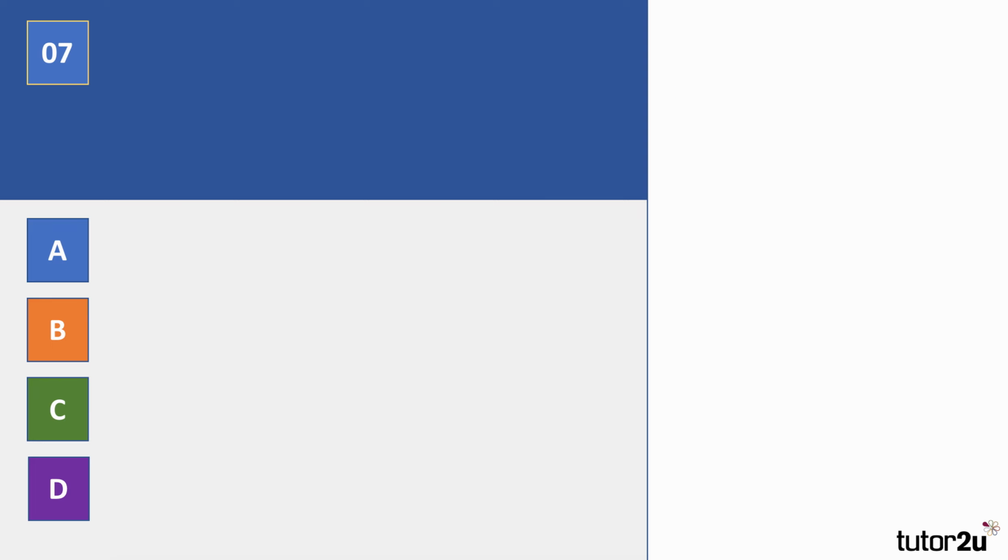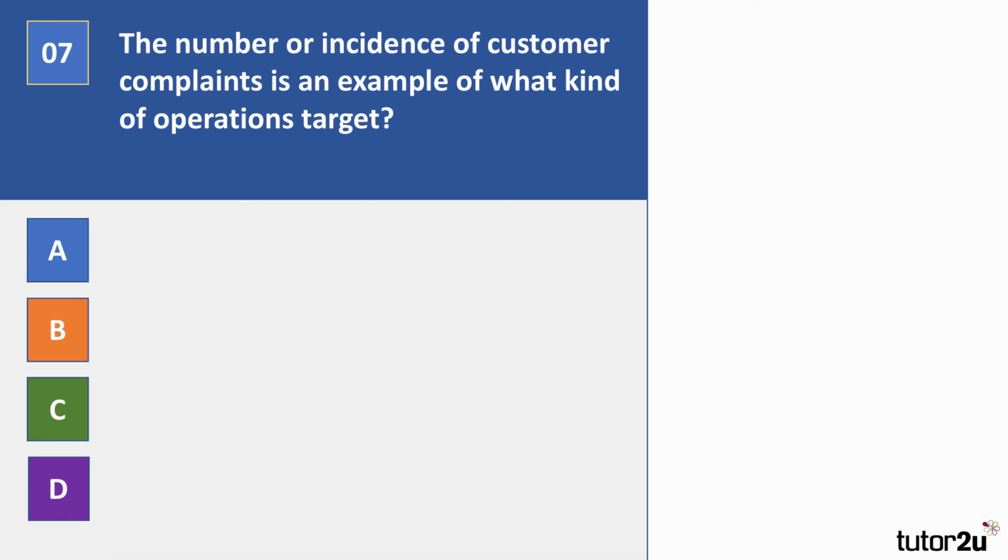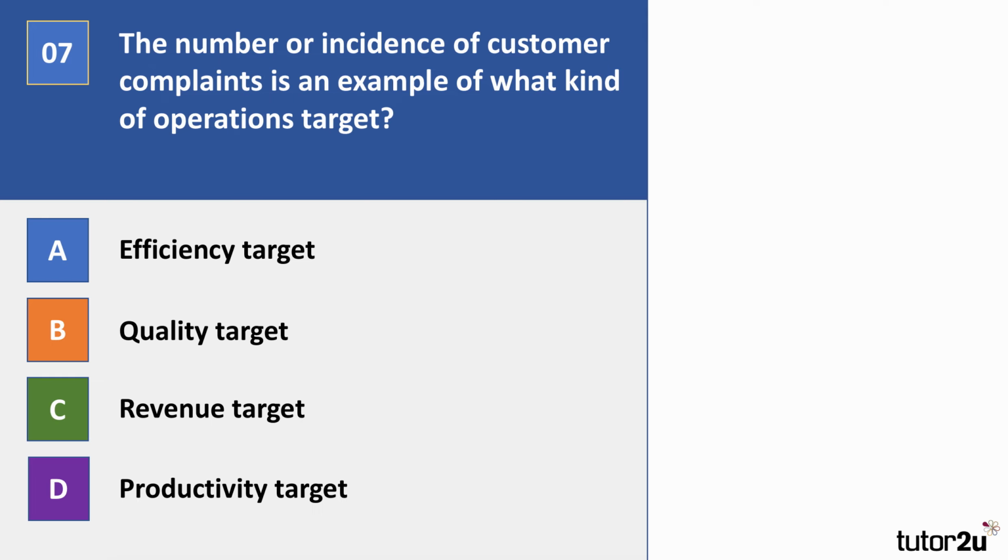Okay, question 7. Moving forward here, almost halfway. The number or incidence of customer complaints is an example of what kind of operations target? Make your selection from those 4 options there. 4 types of target listed there.